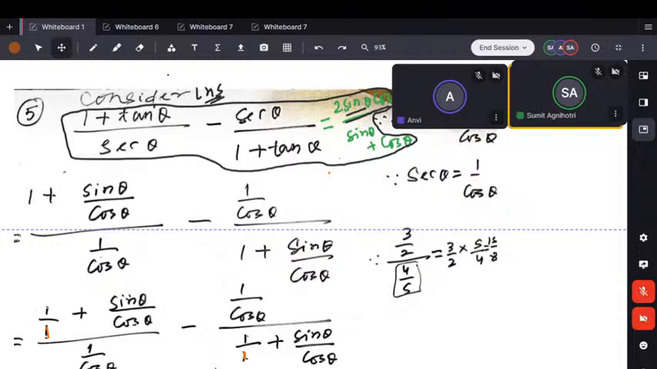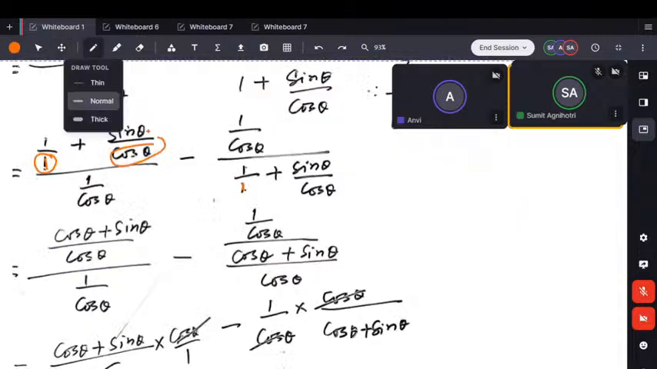If you are taking these two as product in your LCM, then you need to do a very important thing here, and that thing is, you need to cross multiply. Cos got multiplied with 1, you got cos theta. 1 got multiplied with sine, you got sine theta. After this, cos theta plus sine theta over cos theta is this entire portion, and 1 over cos is already here. The LCM of 1 and cos is cos, and now you have to cross multiply. Cos times 1 is cos, 1 times sine is sine.